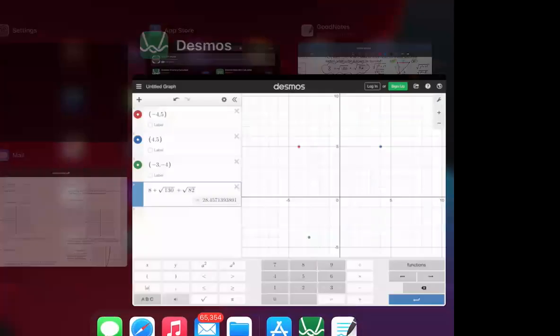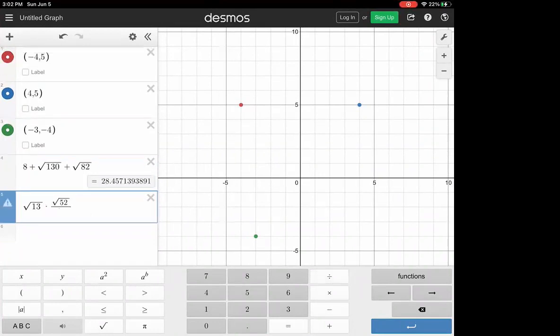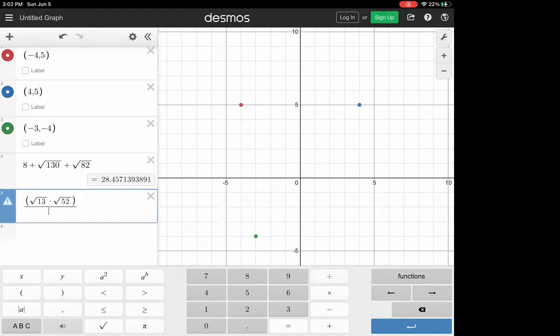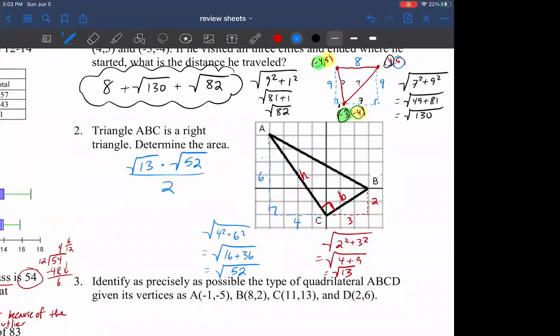So I'm going to start by just going right to Desmos and saying the square root of 13 times the square root of 52. And look at that. That makes an actual, a really nice number. And then I'm going to divide that. If I want to divide the whole thing, I can put parentheses around it. But if you're multiplying and then dividing, it doesn't matter if the parentheses are around the whole thing or not. Then divide by 2, and look at this. We get an area of exactly 13. So the area equals 13.